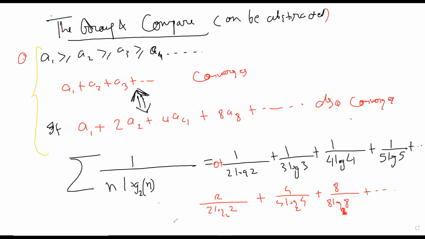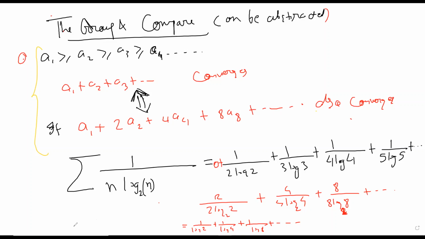So basically, we are getting 1 by log 2, 1 by log 4, 1 by log 8, which is nothing but 1 by log 2, 1 by 2 log 2, 1 by 3 log 2. But log 2 base 2 is just basically 1.